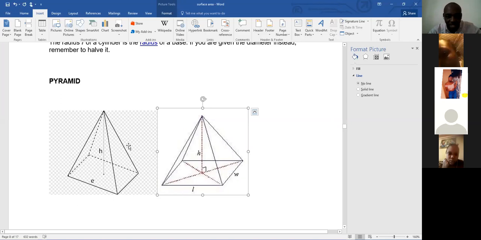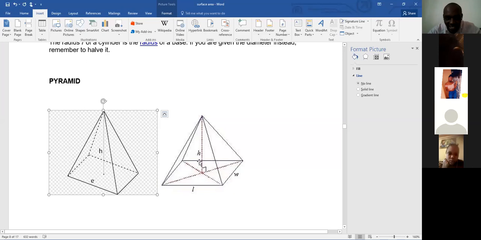So this is a pyramid. I can see these are the same pyramids. What I've done here is I have just extrapolated where the height is. A pyramid has a number of very important areas. Let me insert something here.